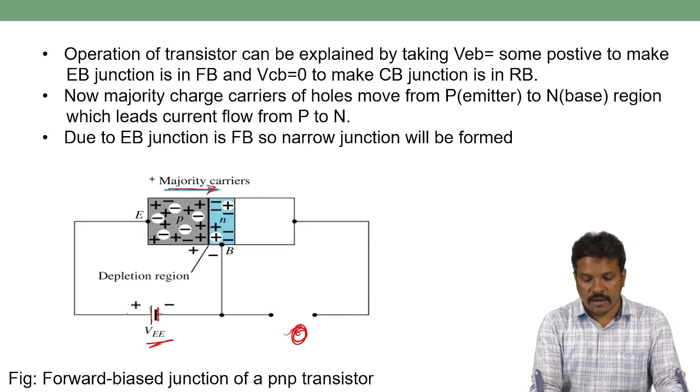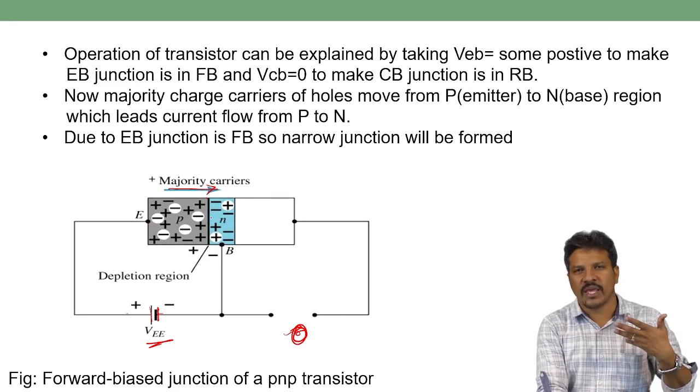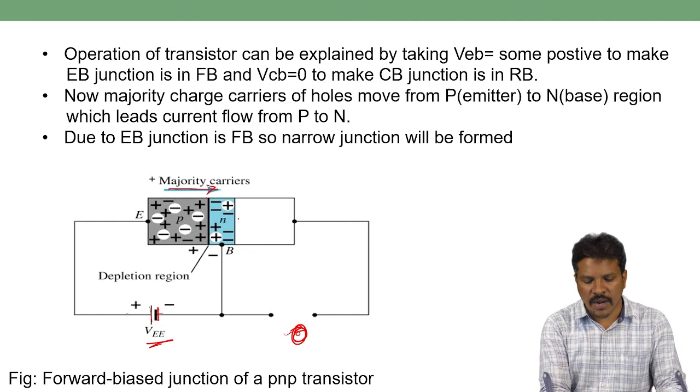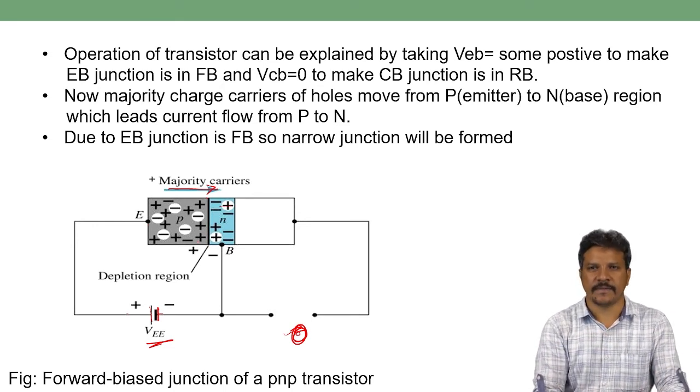Because the base is very thin, of the huge number of charge carriers emitted from the emitter, only a very small number recombine in the base, and the remaining carriers all reach the collector region.